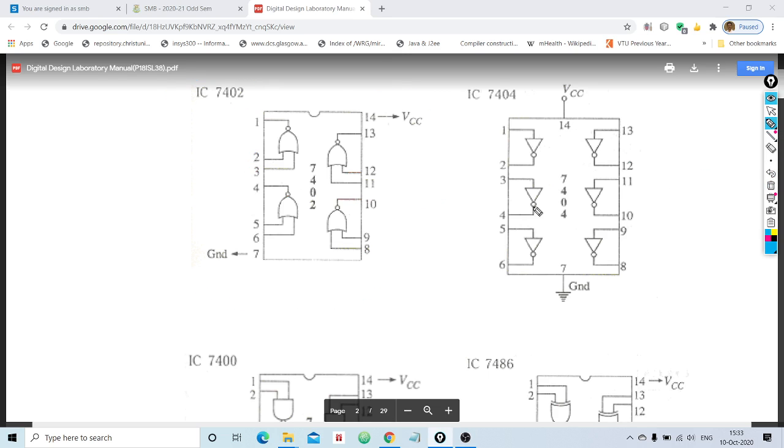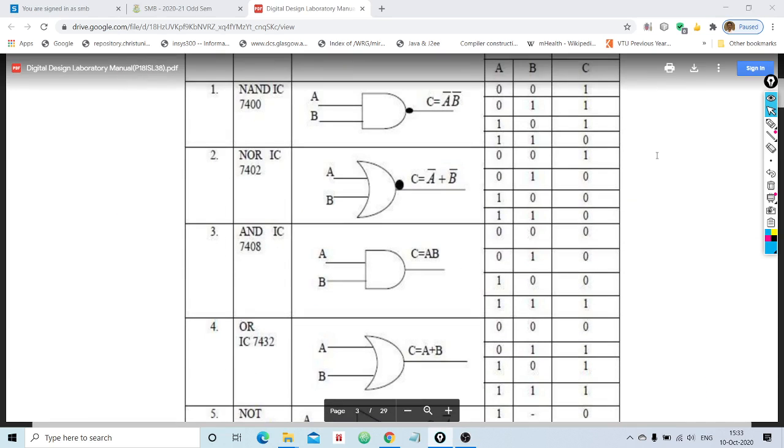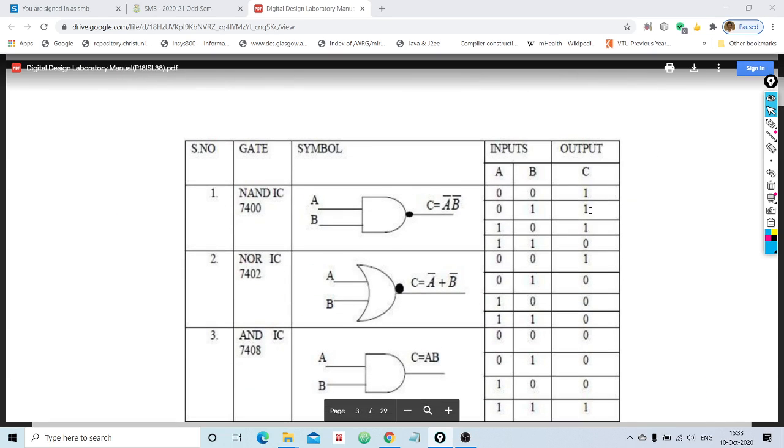In the next video, I will explain how we can use this pin diagram to study the operations of the logic gates, and parallelly we shall verify the truth table of few of the logic gates. Clear? Okay. Thank you, one and all.